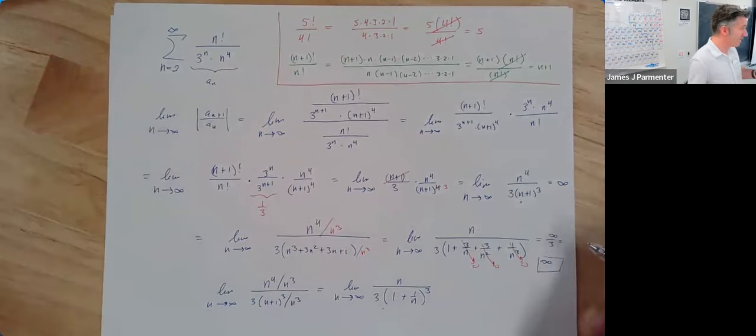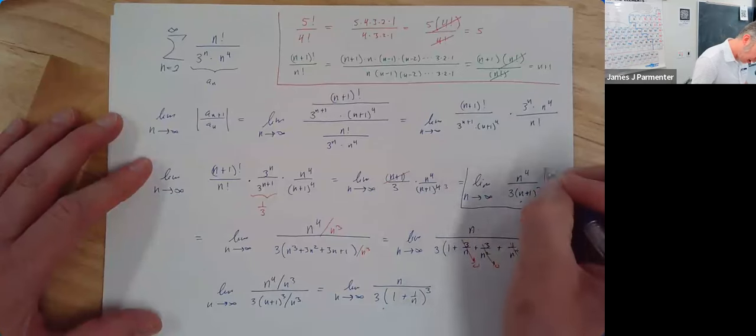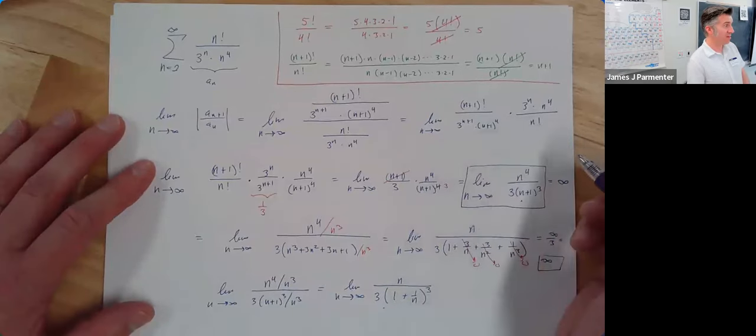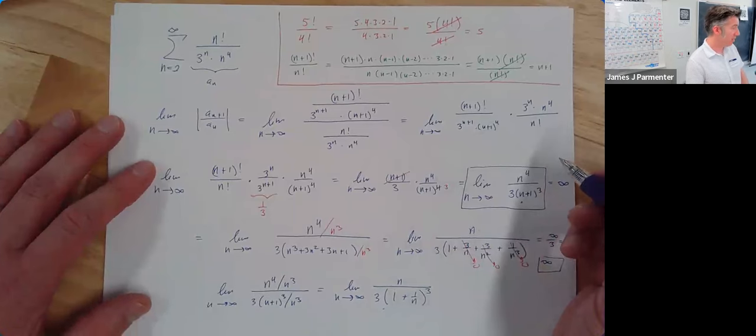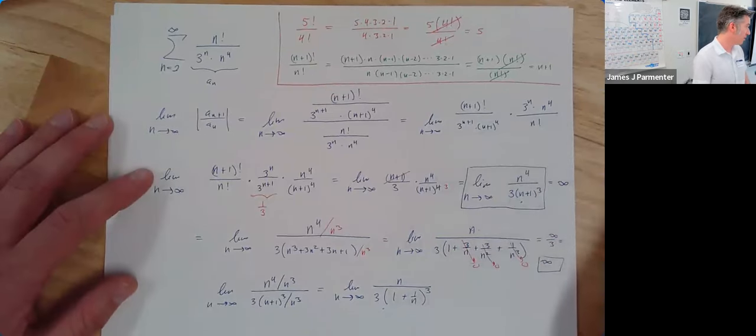Now, I don't think you need to show any of this work actually. I think once you get to this spot right here, and you recognize that the degree on top is higher than the degree on the bottom, that is a perfectly fine place to jump to the conclusion that it's going to be infinity.